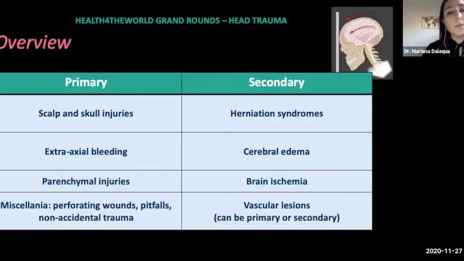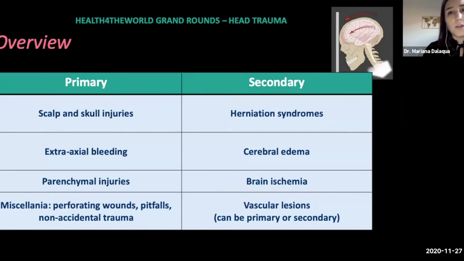So, talking a little bit about the differences between primary and secondary mechanisms of injury. For primary, we would have the scalp and skull injuries. We should not underestimate scalp lesions because they bleed a lot and the patient can exsanguinate from them, mainly if they're babies. So it's something that should not be overlooked. Talking about primary injuries as well, we have extraaxial bleedings, which we're going to explore further afterwards. We have parenchymal injuries, and we have other types of injuries like perforating wounds, some pitfalls that we're going to talk about, and non-accidental trauma, which would be a subject for a separate lecture, but it's a very important topic.